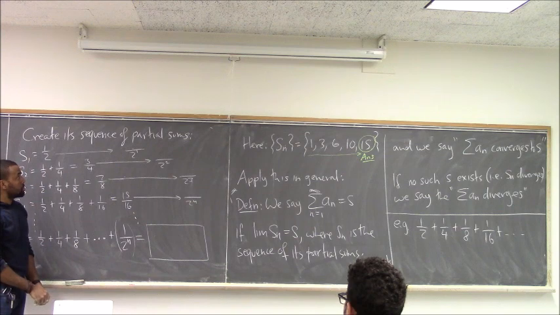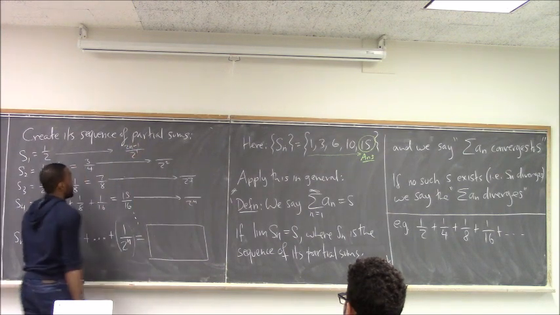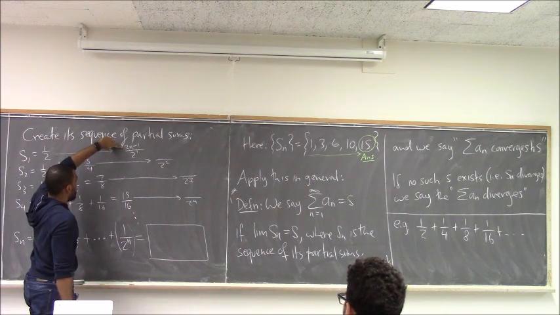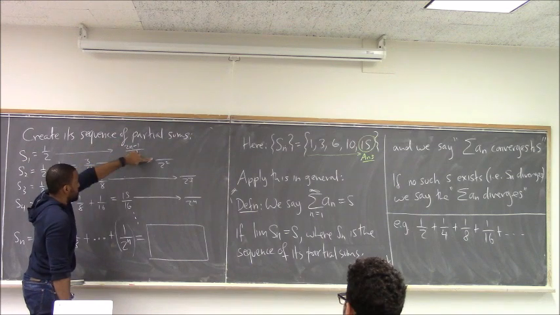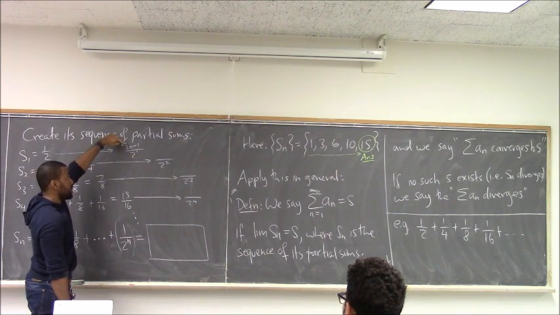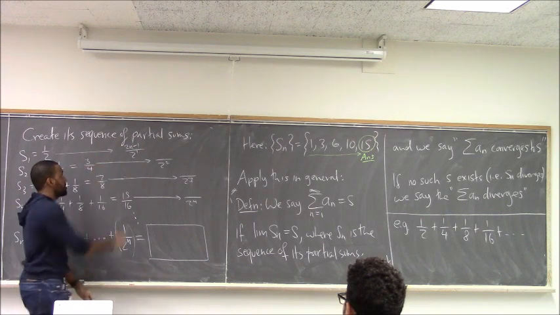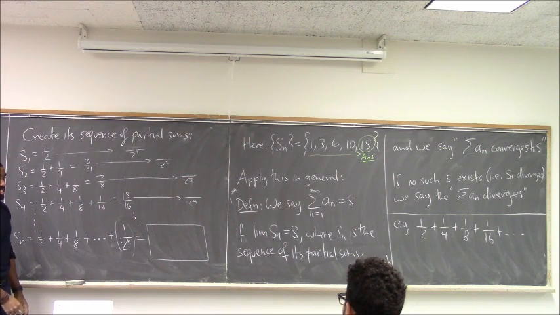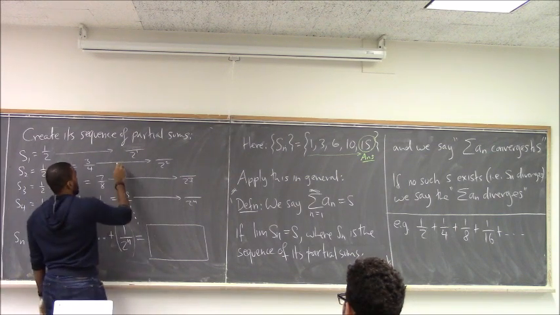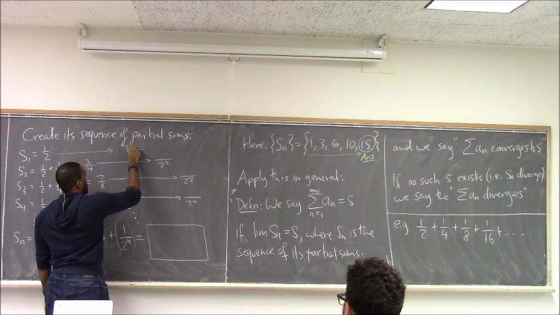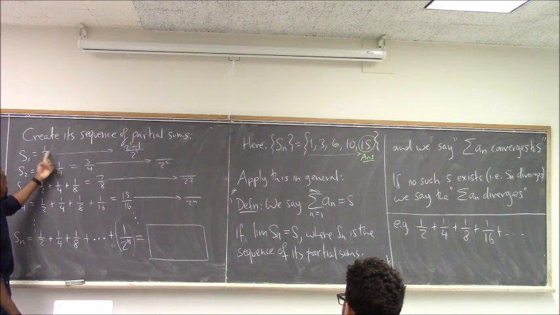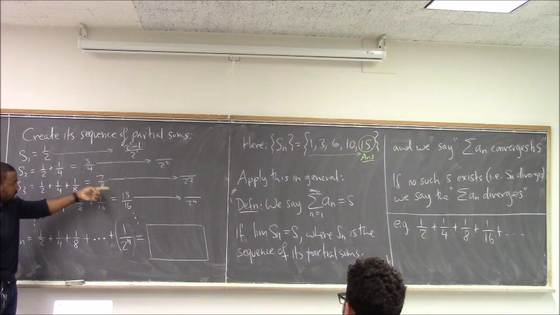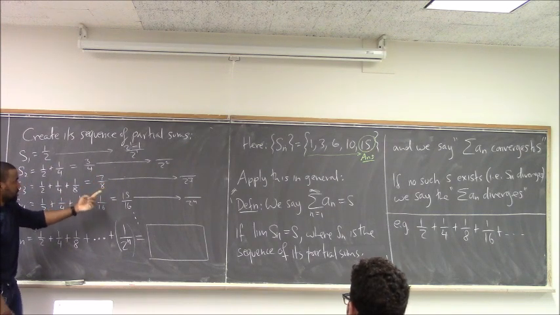2n minus 1 would do the trick? 2n minus 1. If I plug in 1 for that, I would get 1. If I plug in 2 for that, I would get 4 minus 1, that gives me 3. If I plug in 3 for that, 6 minus 1 is 5. Okay, how about 2 to the nth power minus 1? Not n minus 1, but 2 to the nth power, just minus 1. Notice that the numerator is always just 1 less than the denominator, right? 1 over 2, 3 over 4, 7 over 8, 15 over 16. It's just the denominator minus 1.